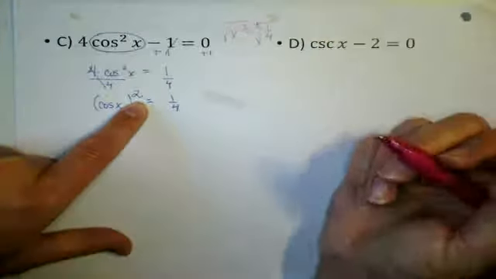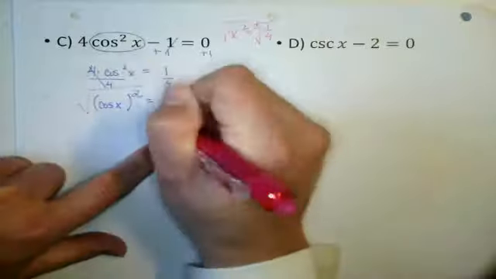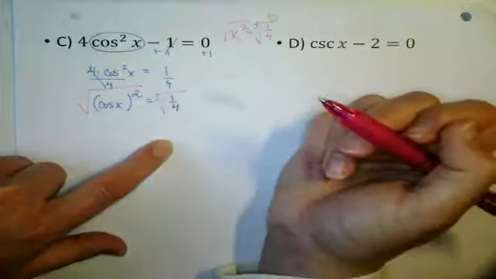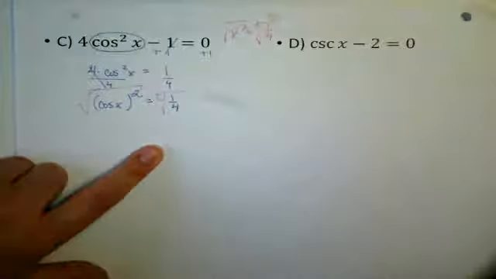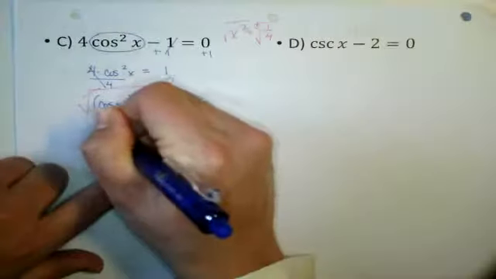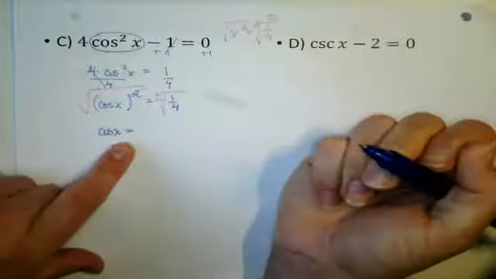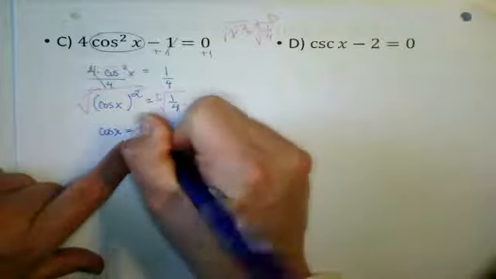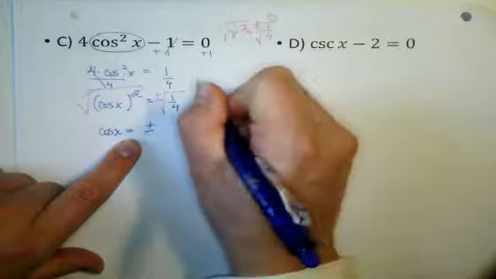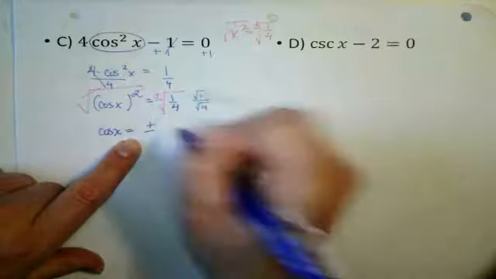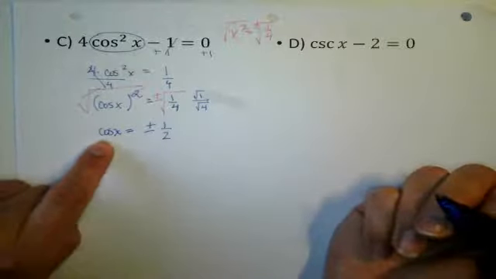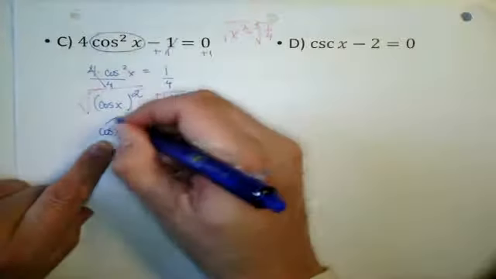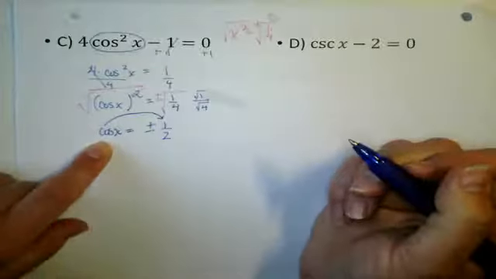We want to do the same thing. So we're going to take a square root of both sides. Don't forget the plus or minus. That's going to allow the square and the square root to cancel out, leaving the cosine of x is equal to plus or minus the square root of 1 over the square root of 4, which is 1/2. So this says what angle has a cosine value of plus or minus 1/2.